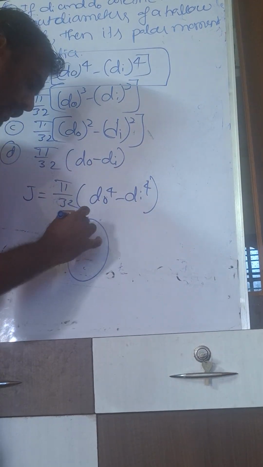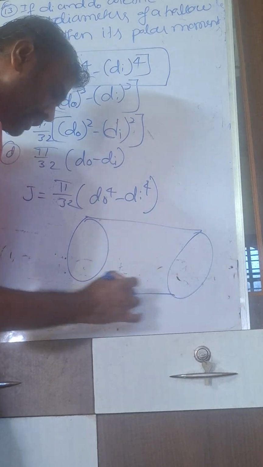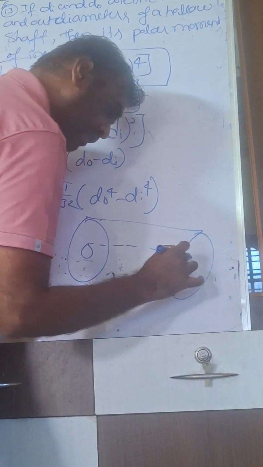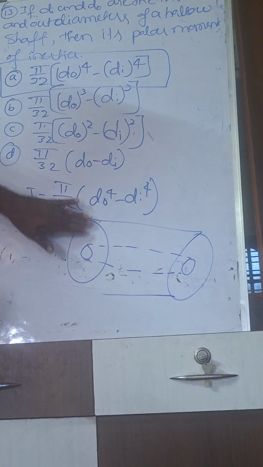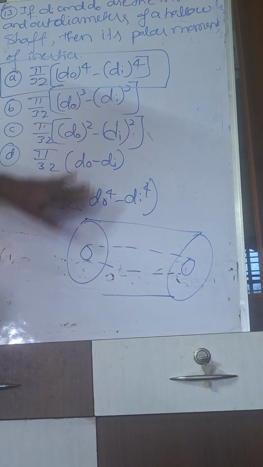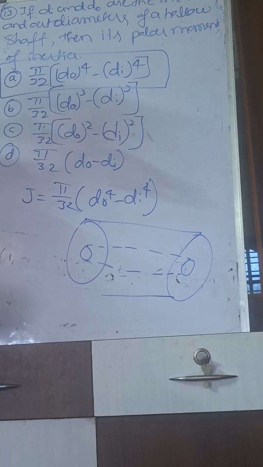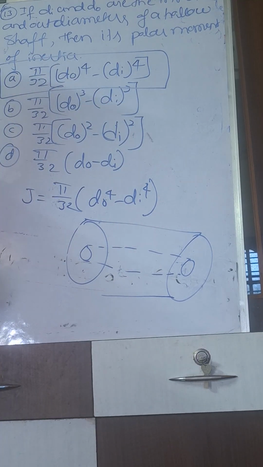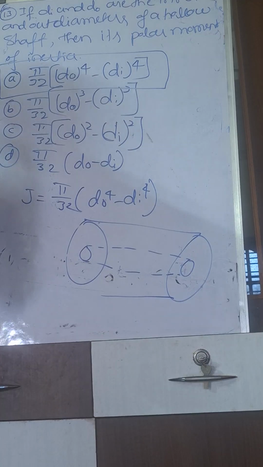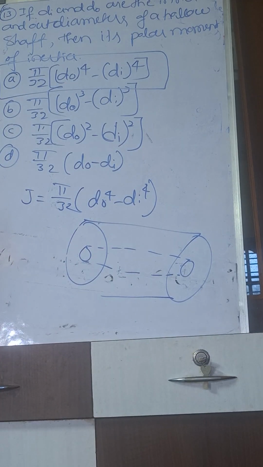Suppose, for example, this is one cylinder, and it is hollow. See, the outer diameter is do. do indicates the outer diameter to the power of 4 minus the inner diameter to the power of 4, times pi by 32. This is the correct answer. Next I will move on.